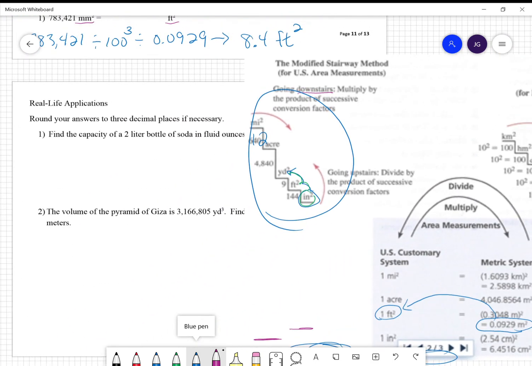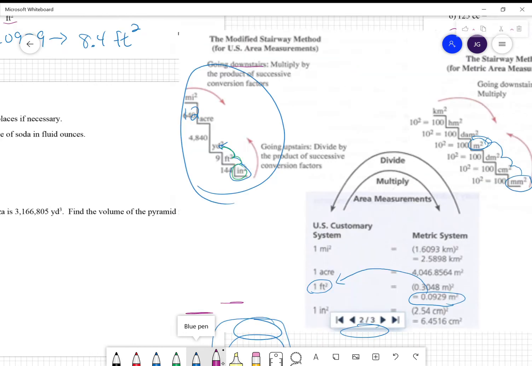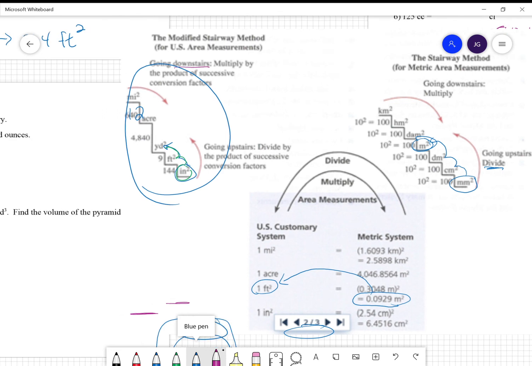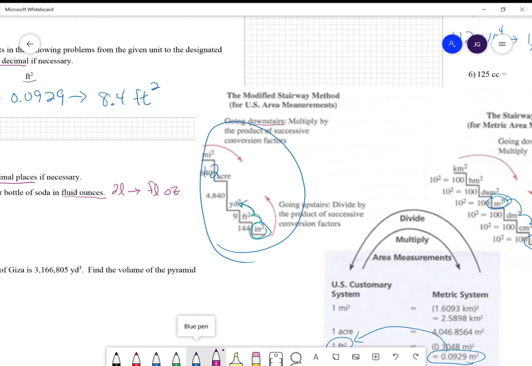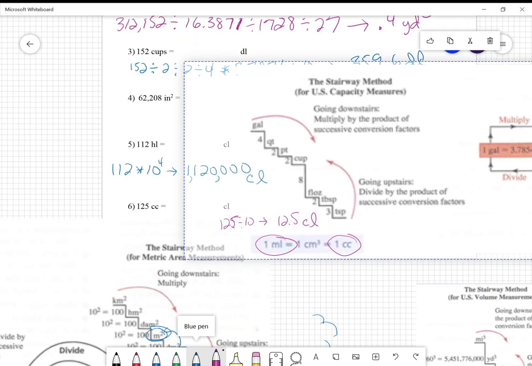Okay, last page. Round your answers to 3 decimal places if necessary. Find the capacity of a 2-liter bottle of soda in fluid ounces. So I'm going from liter to fluid ounces. So this is a capacity. So let me find my capacity chart, not area. Here we go, capacity.